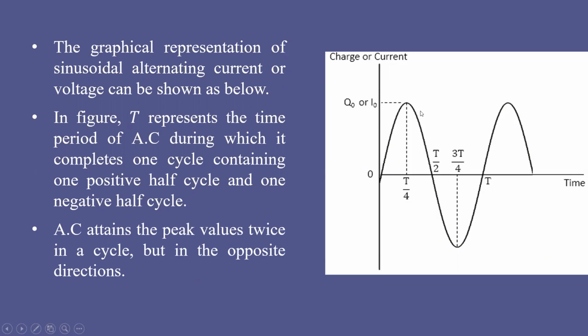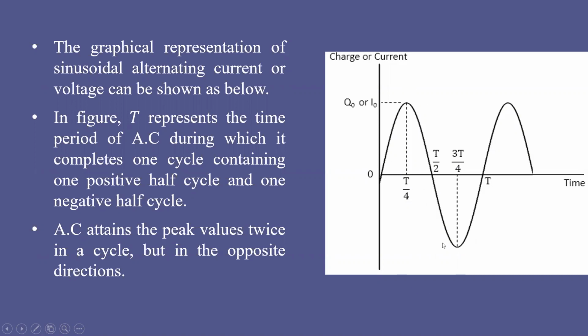So if you consider one cycle of AC, it will take the maximum value I naught once on the positive side and the maximum value minus I naught on the negative side. So it will attain the maximum values twice. One in the negative direction and one in the positive direction, so twice in a cycle. That is how you can understand the concept of AC signal.